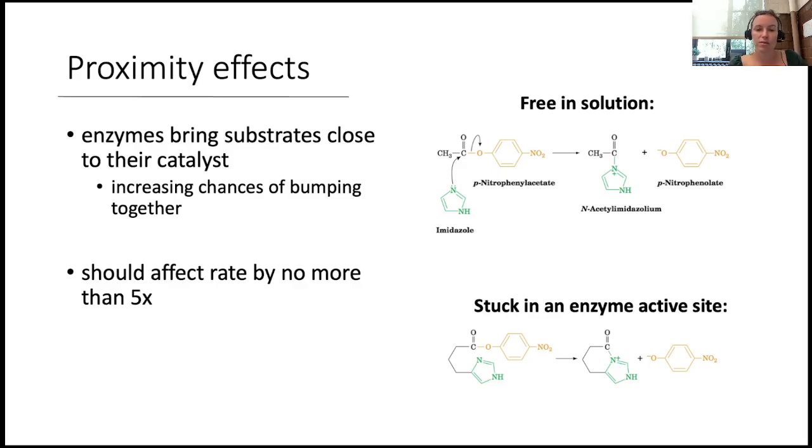How else do enzymes behave as catalysts? Well, they exert proximity effects. What do I mean by that? They bring the substrates close to the catalyst so that the reaction can happen.